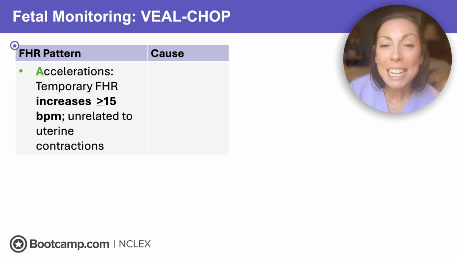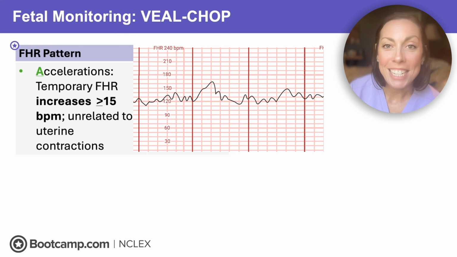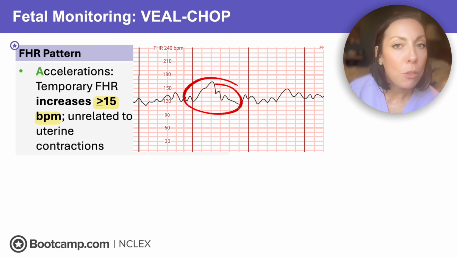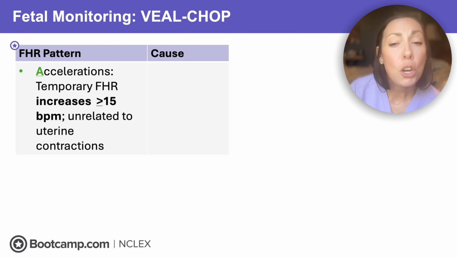Now, our next one is going to be fetal heart rate accelerations, and accelerations are opposite of our decelerations. This is where the heart rate is going to temporarily increase at least 15 beats per minute. These happen all the time throughout the pregnancy, and they don't have to align with uterine contractions. These are okay or indicate that we have healthy fetal well-being.